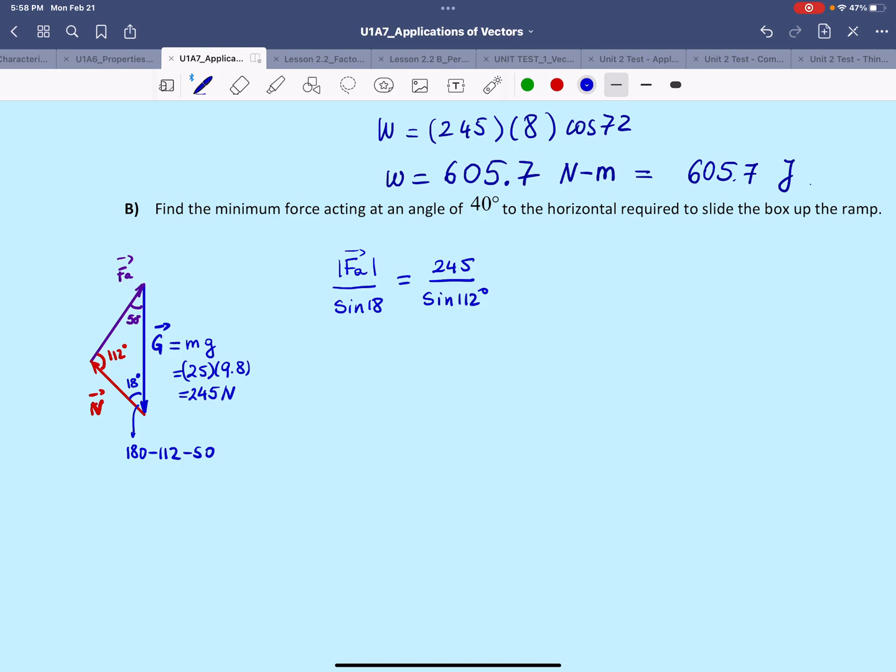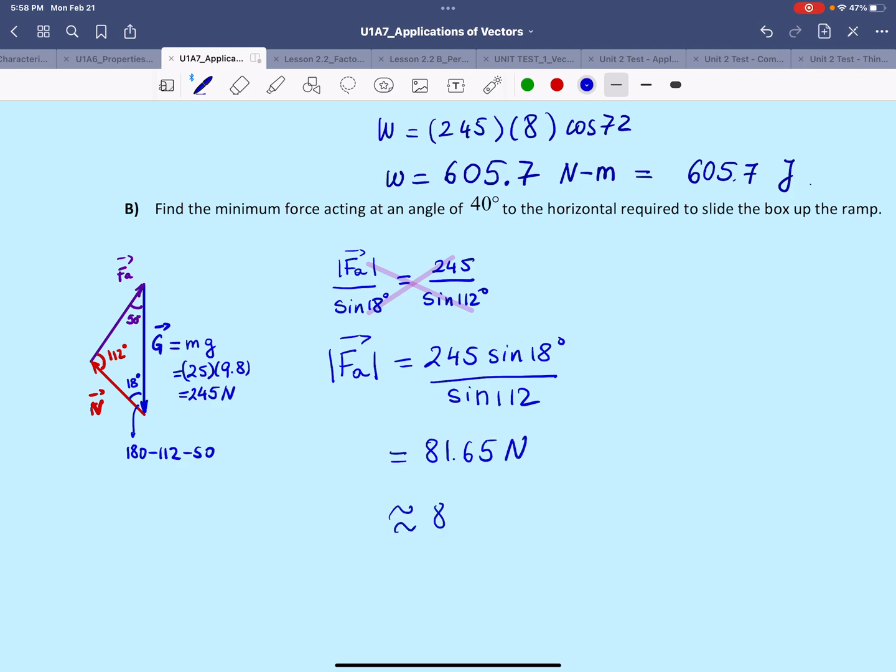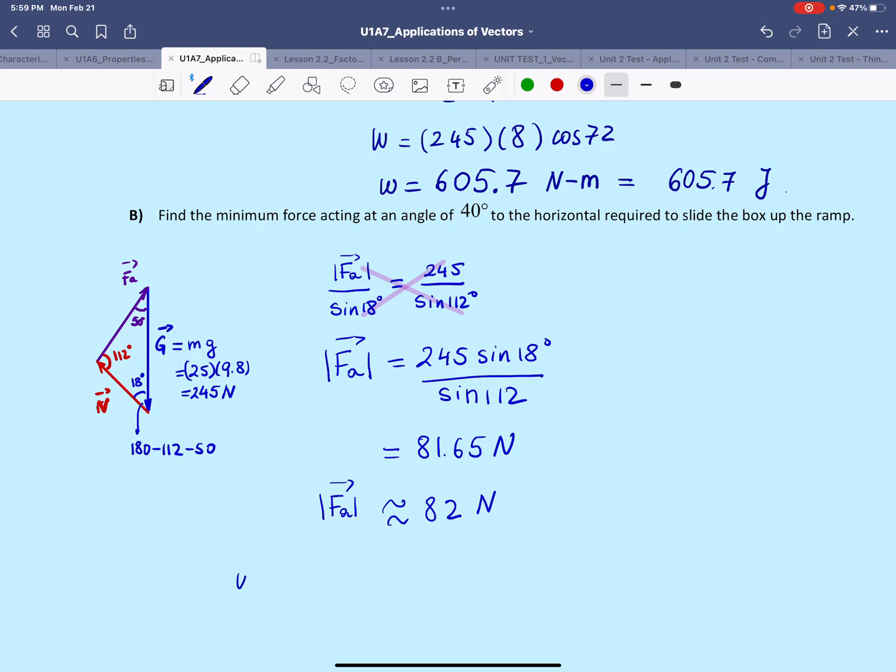So just simply cross multiply to solve for FA. So I would say that the magnitude FA equals 245 sine 18 divided by sine 112. And just use a calculator again. 245 sine of 18 divided by sine of 112 gives 81.65 newtons. So about 82 newtons, we would say. So we're going to say that we're going to need a force greater than 82 newtons in order to be able to slide the box up the ramp.